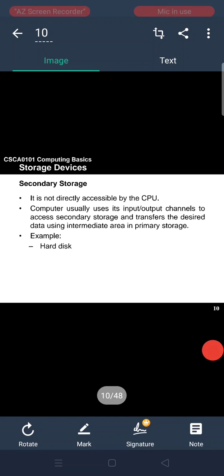Primary memory is also temporary memory, which means that during execution data is stored, and when you turn off or switch off your application, all the data will be removed. In secondary storage, data is stored permanently and it is not directly accessible by the CPU. Computer usually uses its input output channels to access secondary storage and transfers the desired data using intermediate area in primary storage. Example of secondary storage is hard disk.